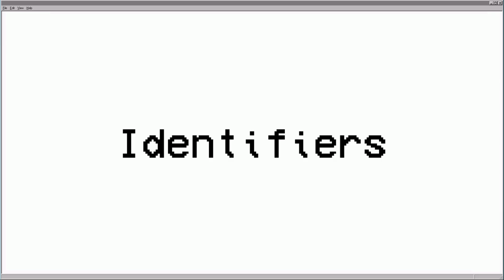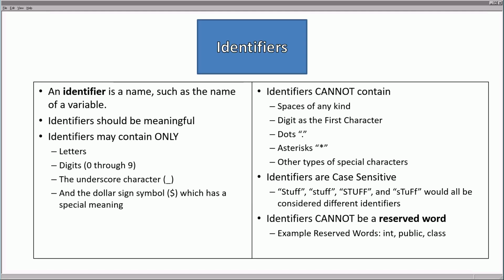Now that we've explored types, let's talk about identifiers because they have special rules. An identifier is a name, such as the name of a variable. And identifiers should be meaningful. The identifier should tell you what that is being used for. Now, identifiers may contain only letters, digits, the underscore, and the $ sign, which does have a special meaning. But for argument's sake, stick with letters, digits, and the underscore.